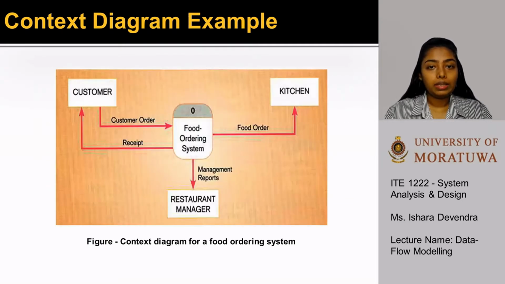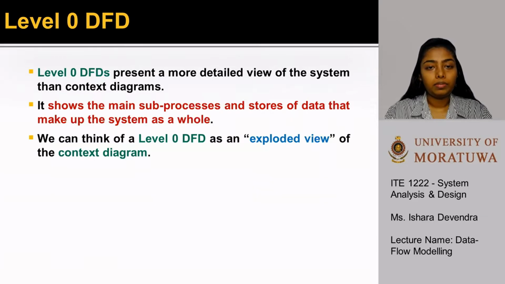In order to create the context diagram, external entities and data flows must be identified. This figure represents a context diagram for a food ordering system. So you can refer to more examples for context diagrams. As described previously, in context diagrams, the entire system is represented as a single process.